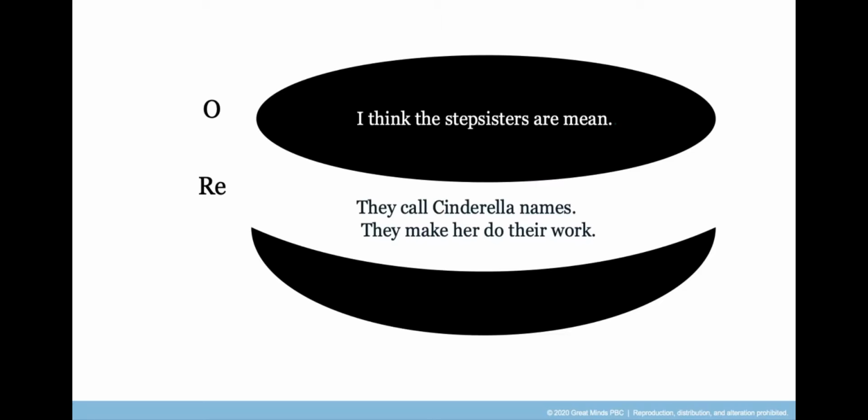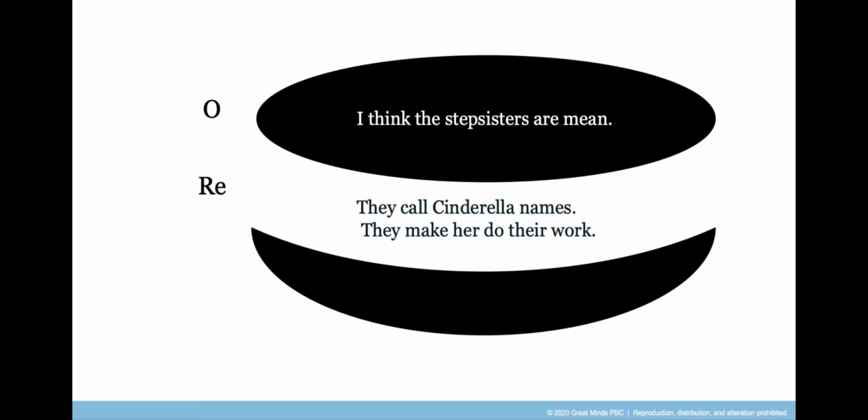Now, look at the middle or the cream of the cookie. Listen as I read these sentences. They call Cinderella names. They make her do their work. These sentences are labeled RE for reasons. Reasons are the evidence that answers the questions, what makes you think that, or why do you have that opinion? In this paragraph, the reasons provide evidence about how the stepsisters are mean.